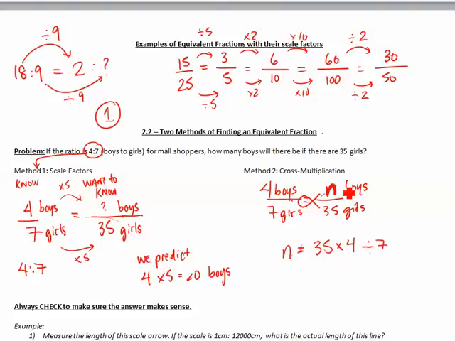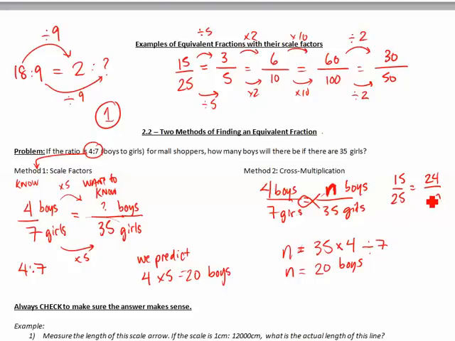So if you have 35 times 4 divided by 7, and I do that on my calculator, I will still get the answer of 20 boys, where N is 20. What I want you to do is, I'll just give you a second example. We'll try 15 over 25 equals 24 over M. What I want you to do is set up the fish and try to find out what the value of M would be.